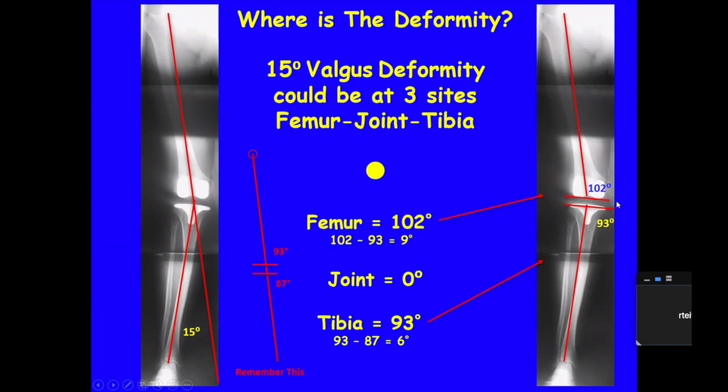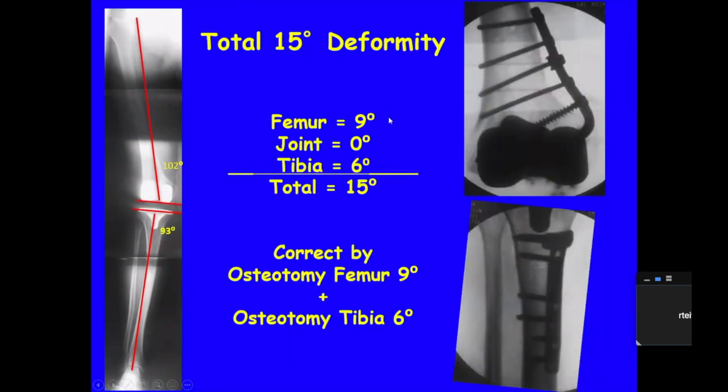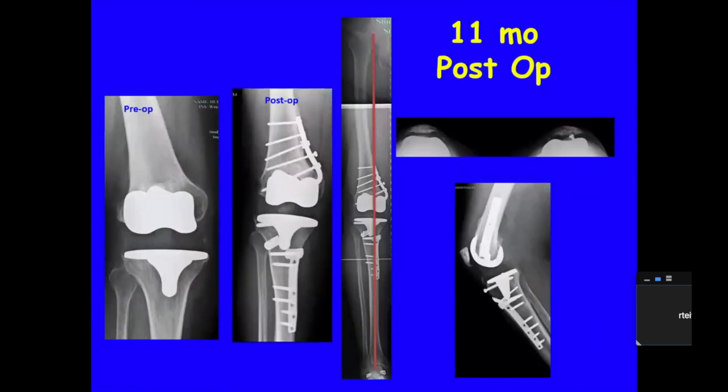And on the tibial side, we see that the medial tibia is sloped at 93 degrees, and we said it should be 87 degrees. So that's a 6-degree deformity on the tibia. So the total deformity is 15 degrees. We have 9 in the femur, 0 at the joint, and 6 in the tibia for a 15-degree deformity. Well, we might be able to correct this with a 9-degree femoral osteotomy and a 6-degree tibial osteotomy. And because of his age in his 70s, we would do that as a closed osteotomy so that it has more rapid healing. And here he is post-operatively.